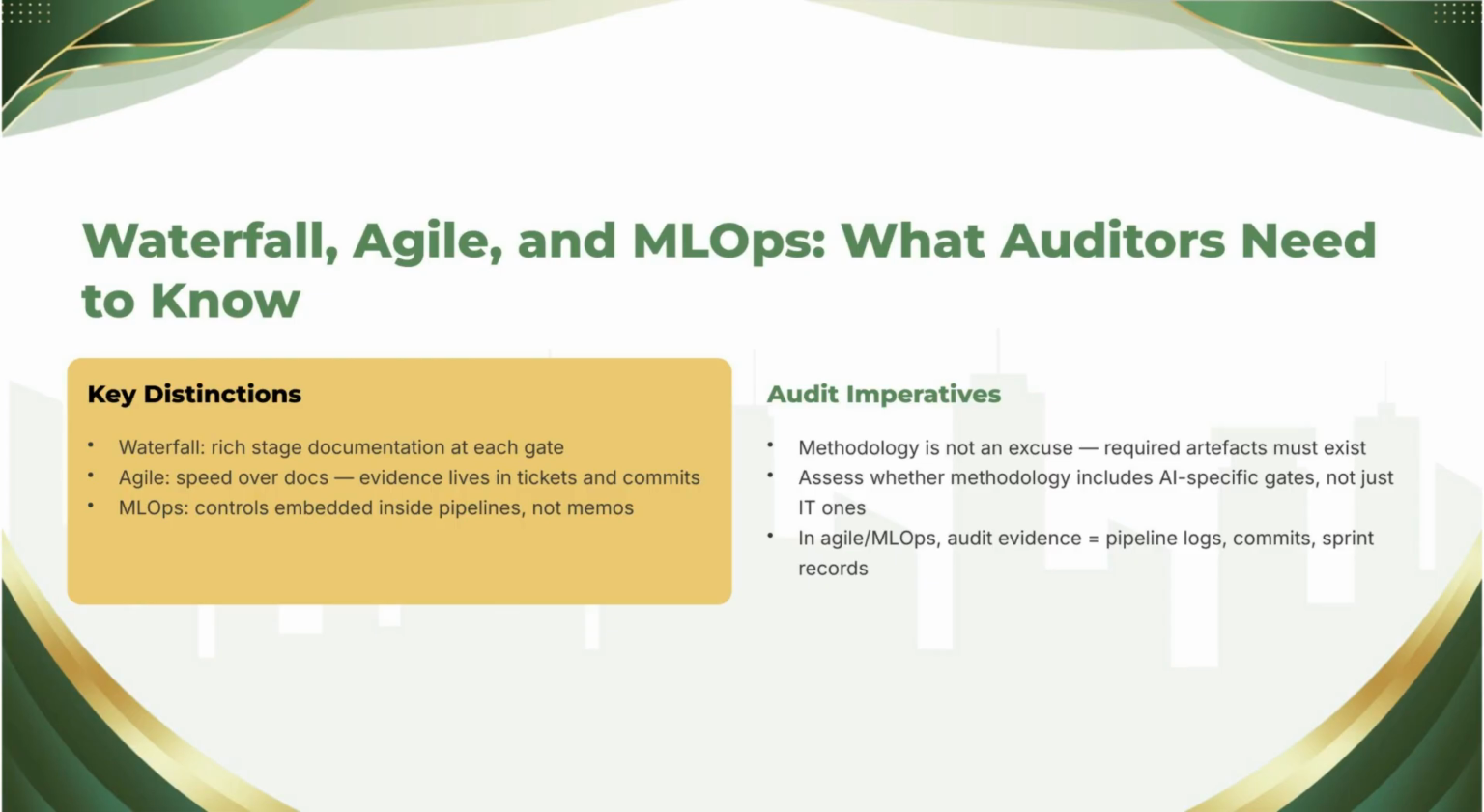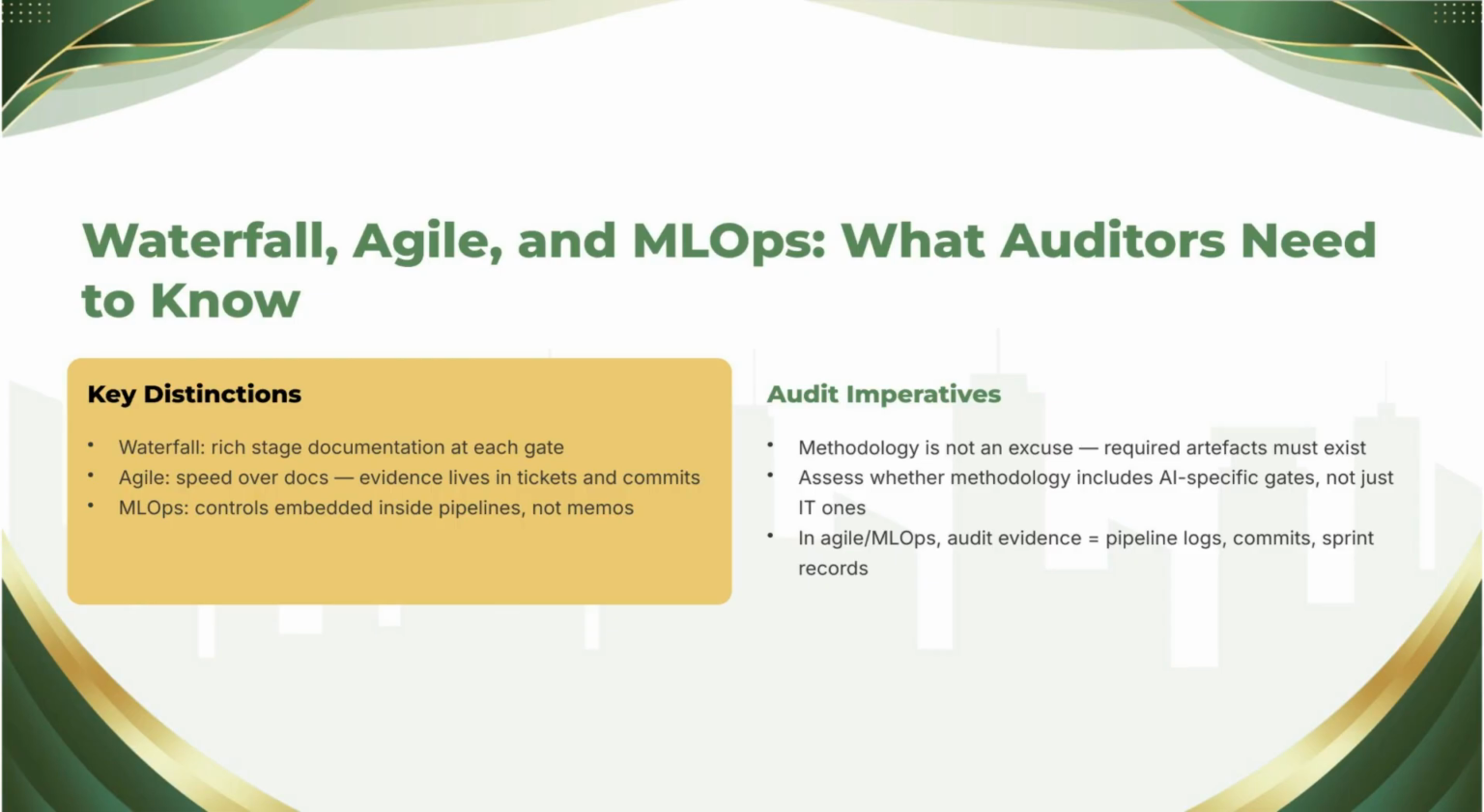Waterfall is the classic staircase: requirements, then design, then build, then test, then deploy, each phase completing before the next begins. For auditors, waterfall is comfortable territory. Phase gates create natural checkpoints with documents to inspect: requirements signed here, test results approved there. You'll still find waterfall in regulated, high-stakes AI projects, and when you do, audit the gates.